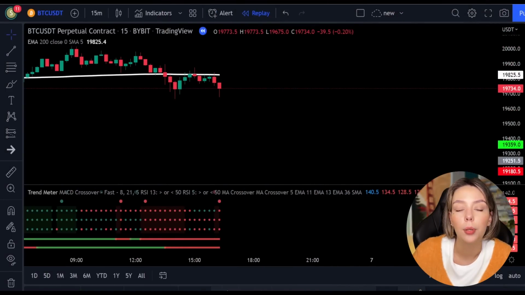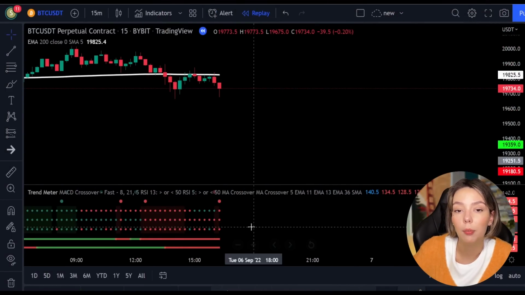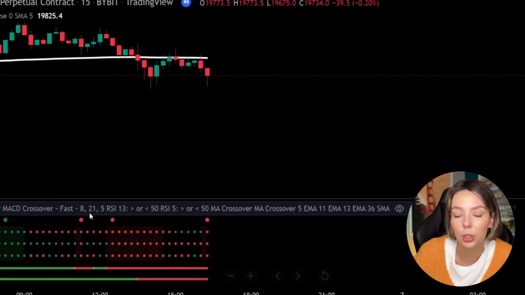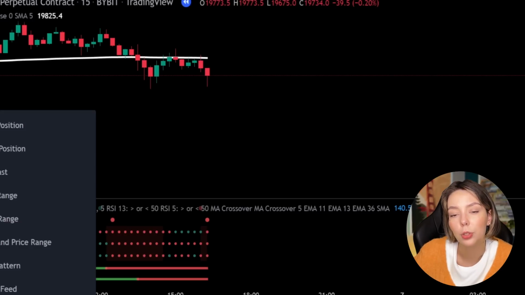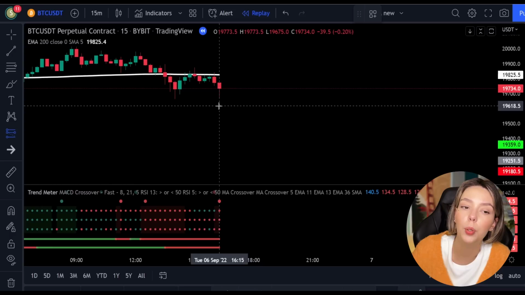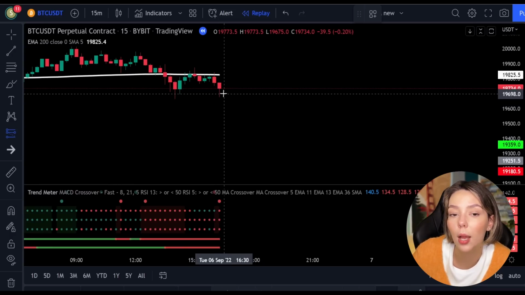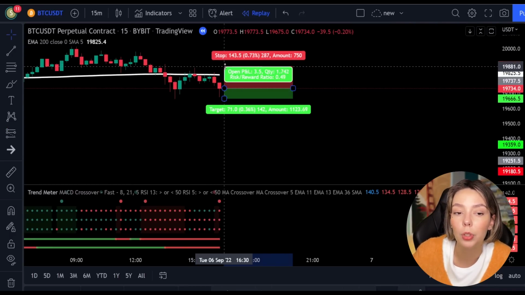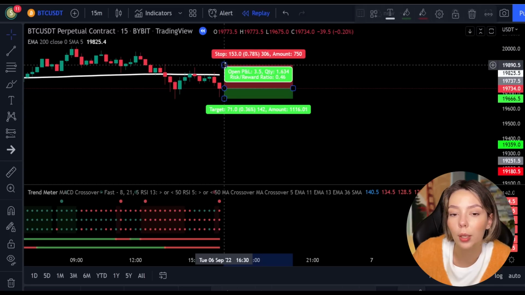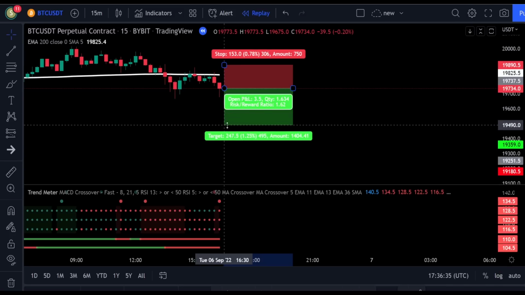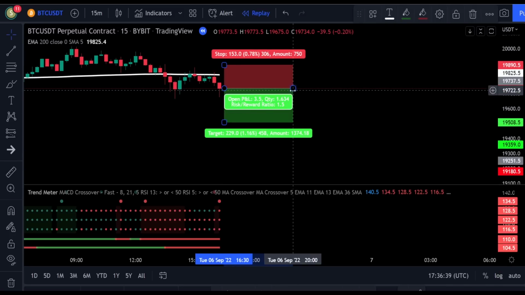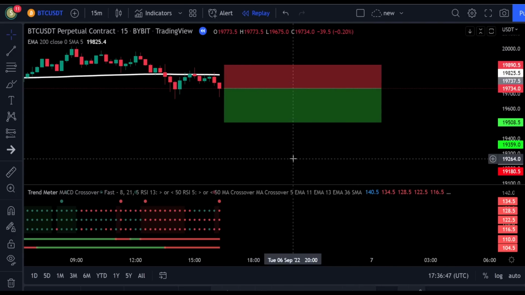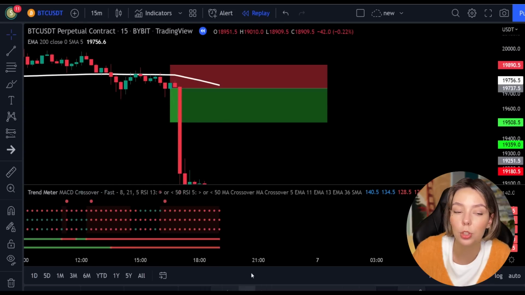Now we will take a look at an example for a short trade. Here we can see that all the dots and lines are red over here and the price action is below the 200 EMA. So this will be a good short trade. We would get in at the next candle and put our stop loss above the recent swing high, keeping our risk to reward ratio 1 to 1.5. So this position closes in profit.